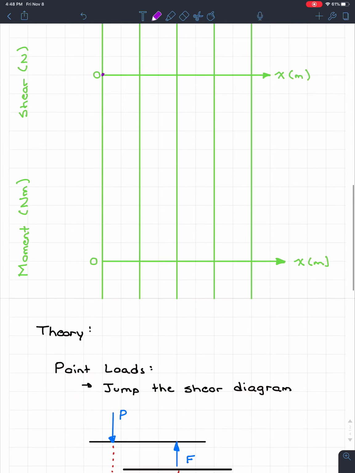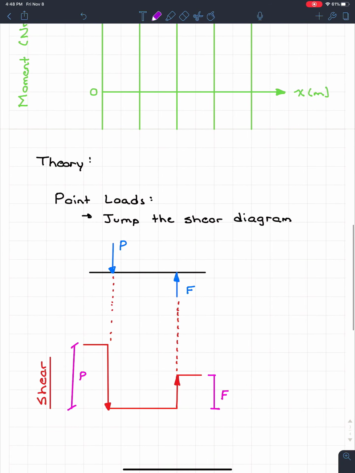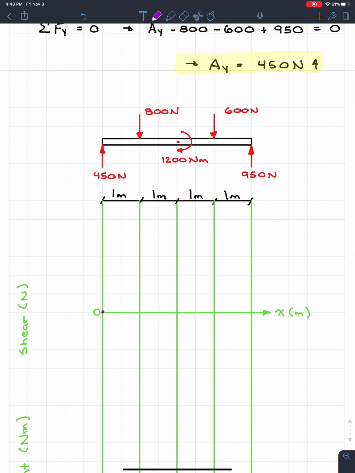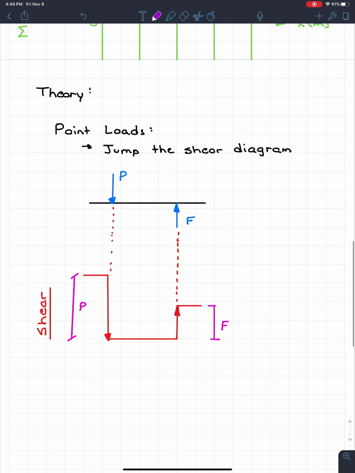So if we look down here, we see a point load jumps up or jumps down our shear diagram. And we see this one goes up. So our diagram is going to jump up by a factor of 450. So it's going to go up to here, and we know that this value is going to be 450. What I also said is if there's nothing between those point loads, the shear just stays constant.